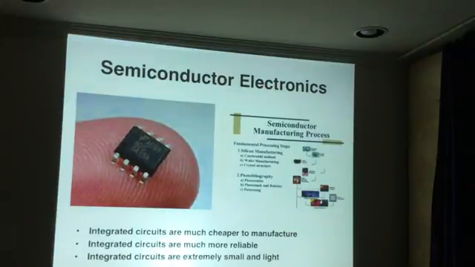And so the next lecture next week will be on the integration of these electronics into the computer and how computers are set up. And that'll finish our 2 lectures on electronics.